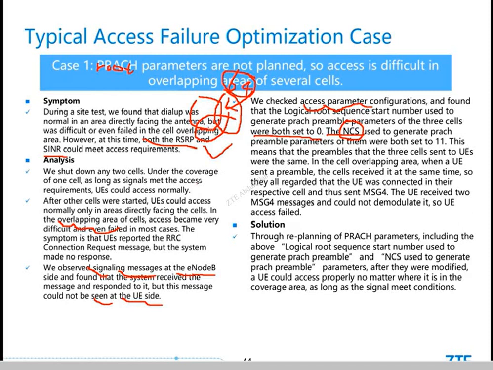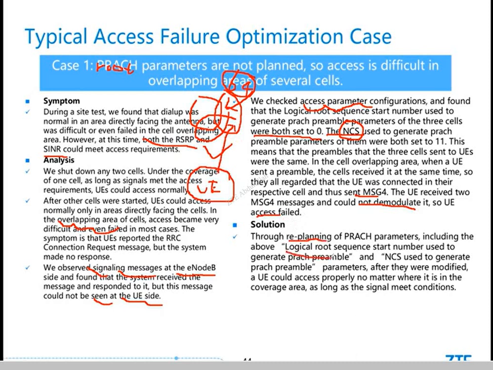So when the UE receives the message 4, it will receive the two same preambles. So UE will face the problem. It doesn't know which cell I need to access to. So how to solve this problem?